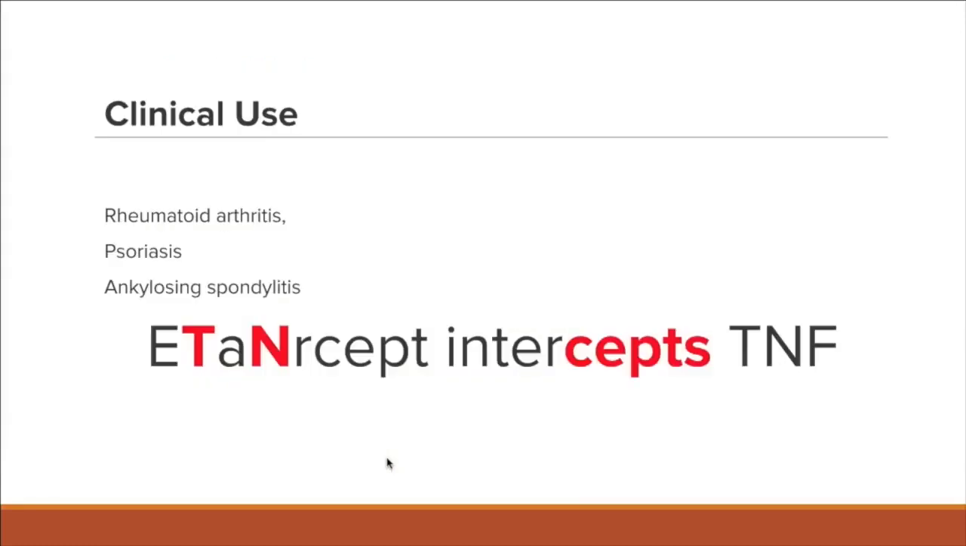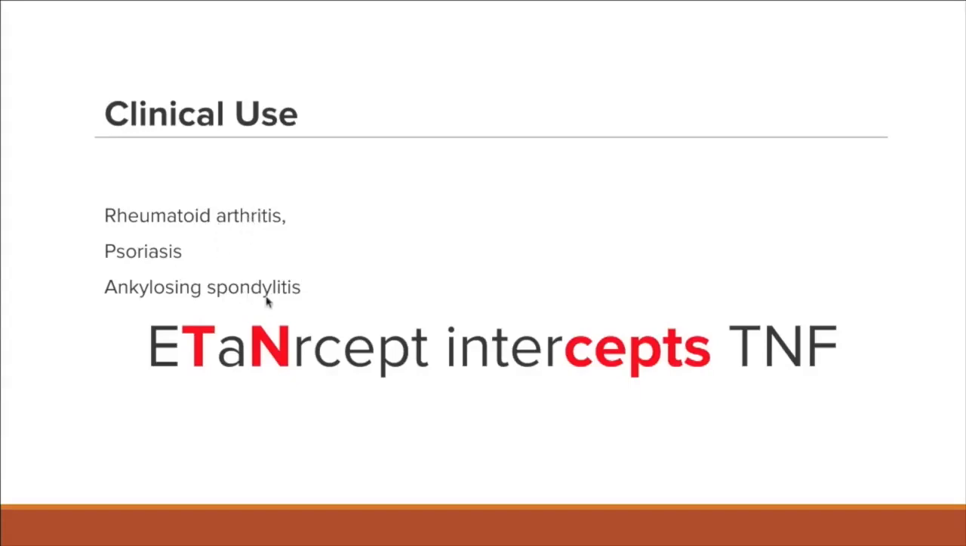So what do we use etanercept for? Well, it's used to treat patients that have inflammatory conditions such as rheumatoid arthritis, psoriasis, and ankylosing spondylitis, right? Remember, these are all inflammatory conditions. Patients that have rheumatoid arthritis will have joint pain, right? Because they're constantly having massive inflammation.